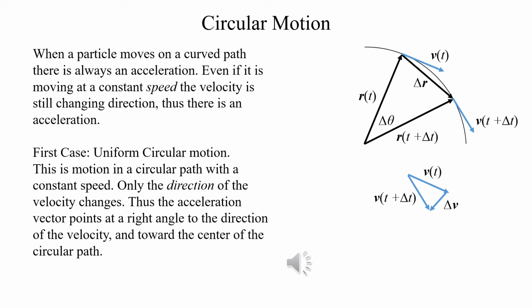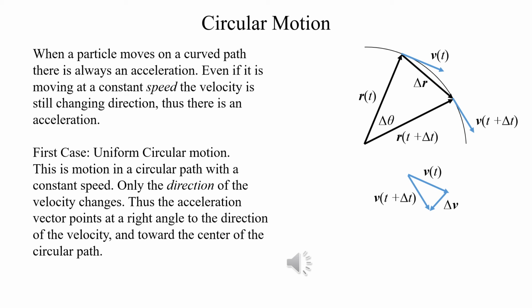Thus, the acceleration vector points at a right angle to the direction of the velocity and toward the center of the circular path. All right, so if we have an acceleration along the direction of motion, we speed up or slow down. If acceleration points in the direction of our velocity, we speed up. If the acceleration points opposite to the direction of the velocity, we slow down. If the acceleration points perpendicular to the direction of the velocity, we cannot speed up or slow down. We just change direction. So that's the case we're going to look at here.